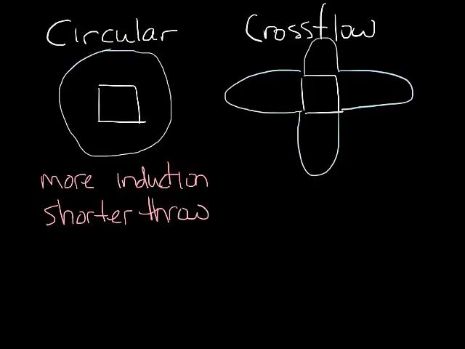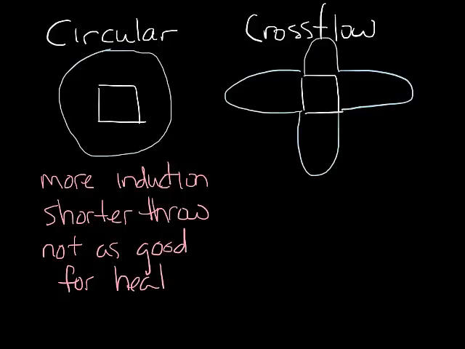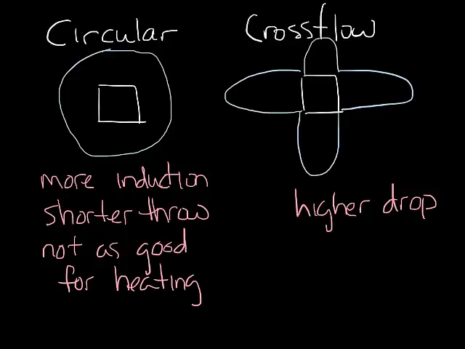Because of this, they're not necessarily recommended for heating because it's harder to get the heat into the occupied zone. Cross-flow air patterns tend to have higher drop than circular air patterns. I'm not going to go into drop today because we'll cover that in a future podcast.